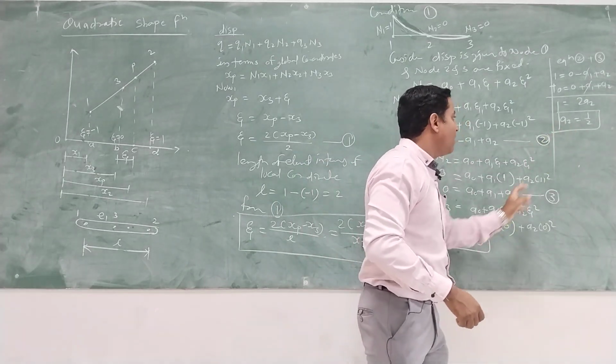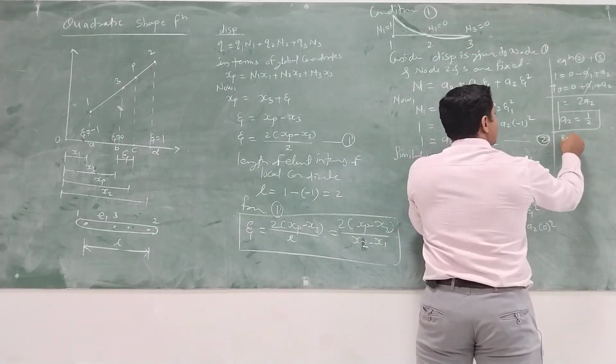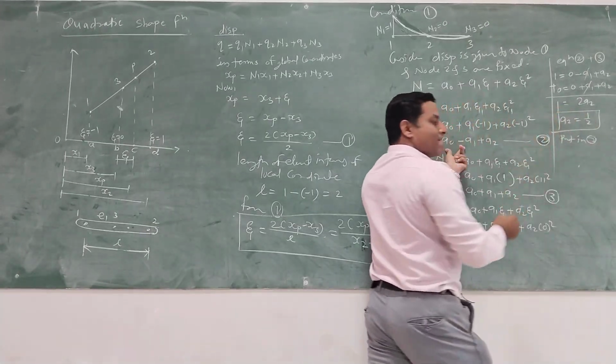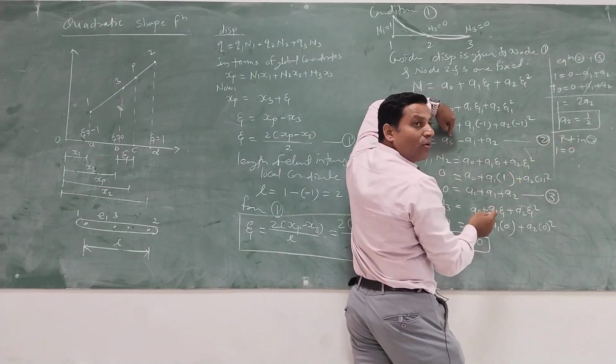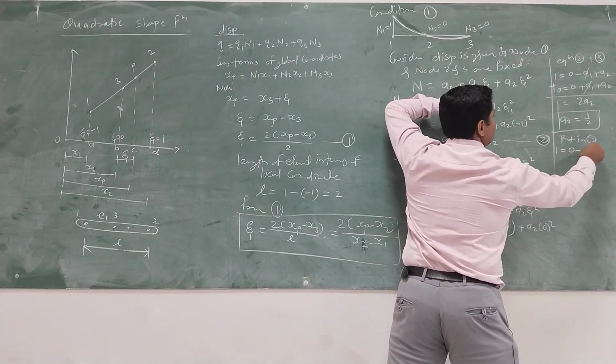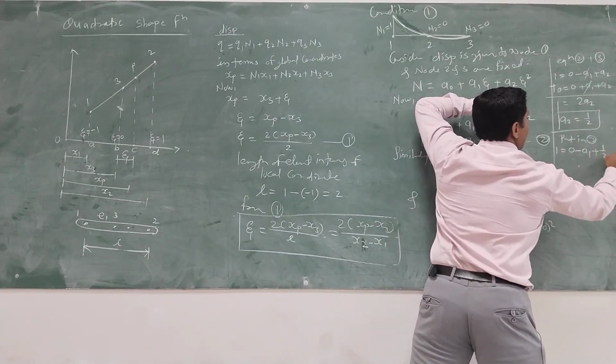Now put A1, A0 and A2 in equation 2. Put into, so 1 will be equal to 0 minus A1 plus A2 is half.